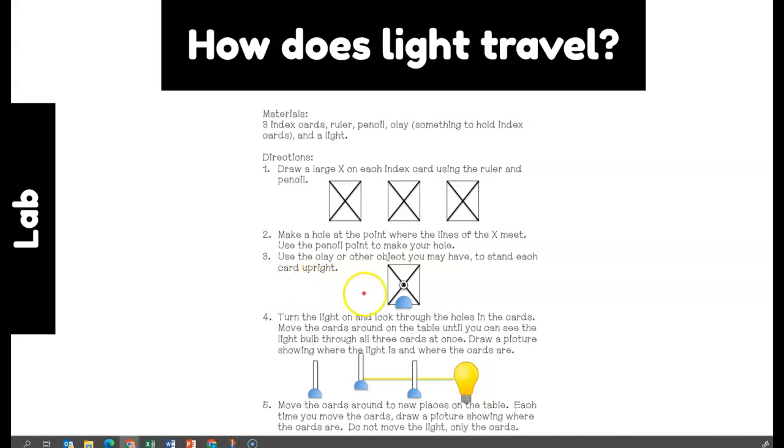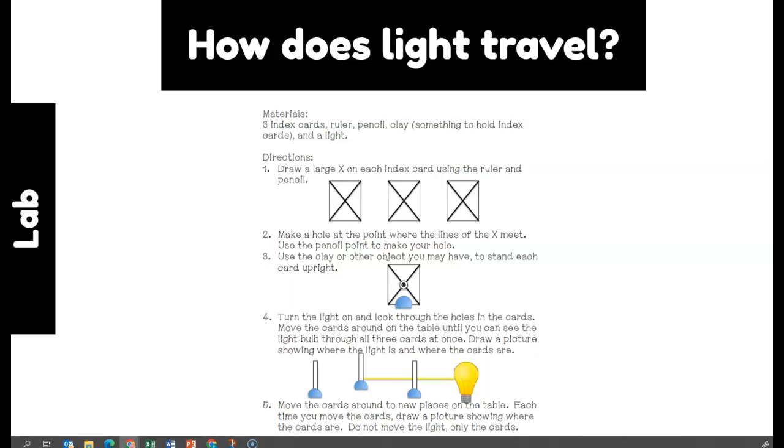And then you are going to use clay or another object that you have to stand each of these cards upright. Next, you are going to turn the light on and look through the holes in the cards. Move the cards around on the table until you see the light bulb through all 3 cards at one time. Take your science notebook and draw a picture showing where the light is and where you have the cards.